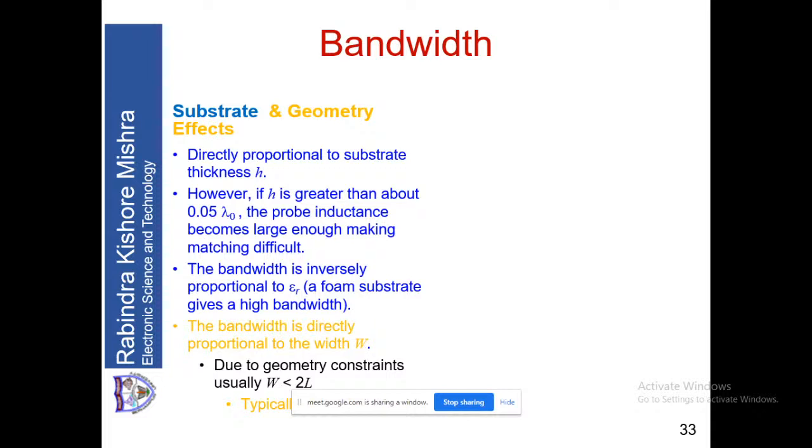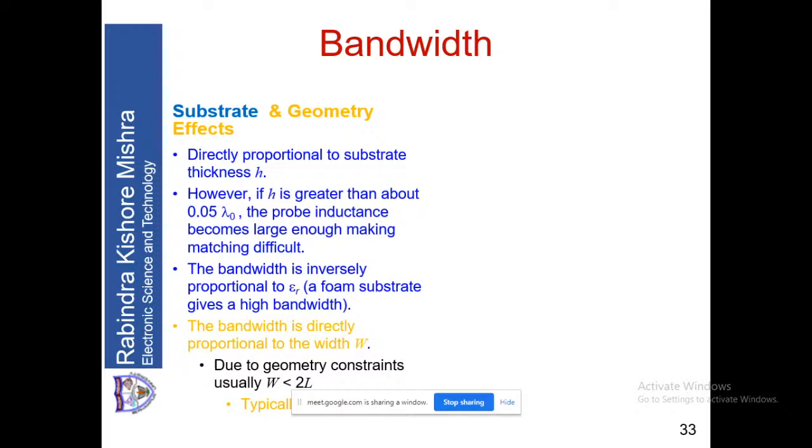But the problem is, if I increase W indefinitely, then only the TM10 mode will not be there. TM10 will be there, but other higher order modes will come in, because there will be field variation along the width. Half wavelength field variation will be along the width if W is very large. Therefore, we cannot go for very large W. There is a constraint on W. Usually we take W to be less than 2L.